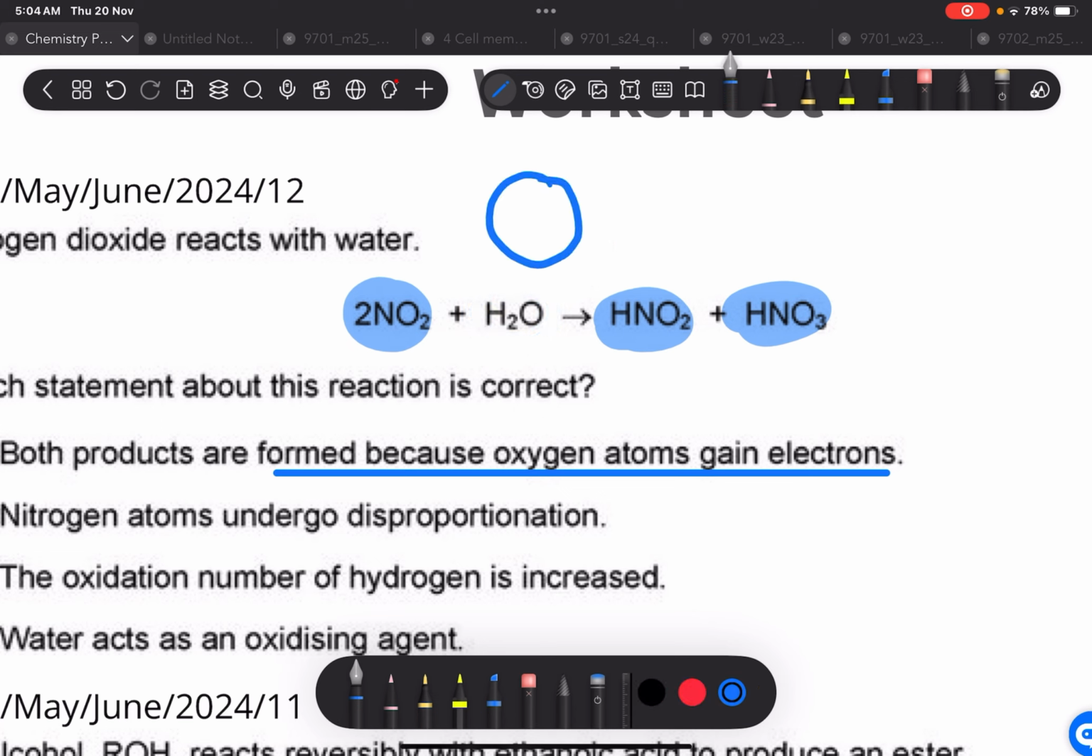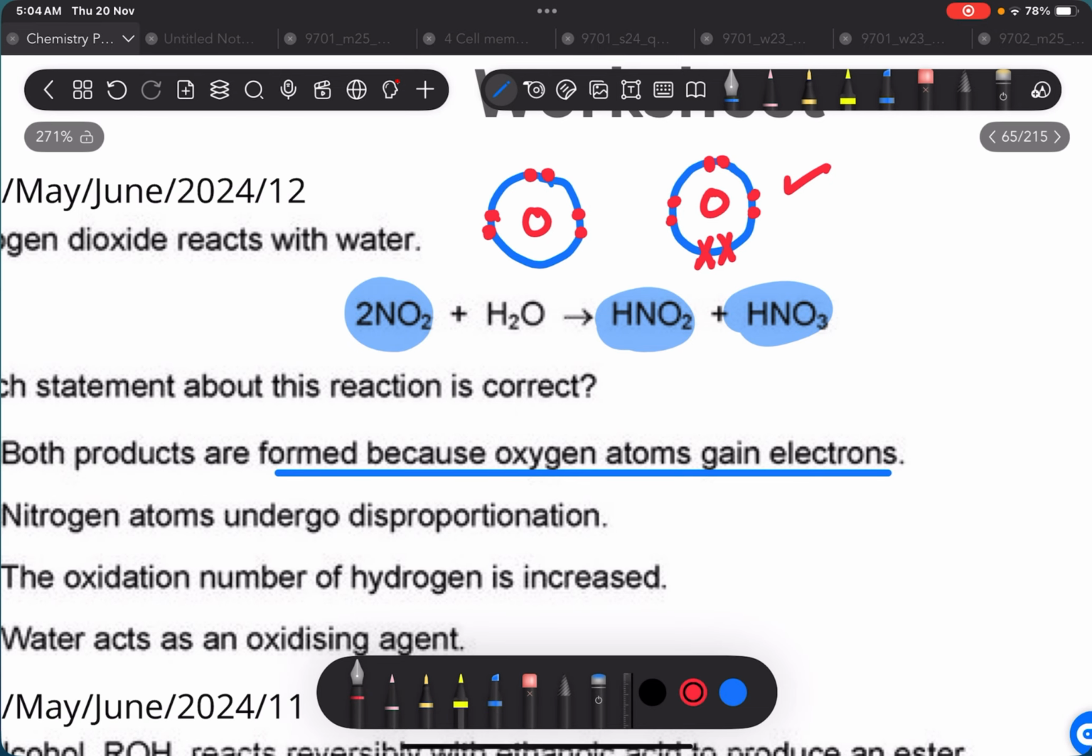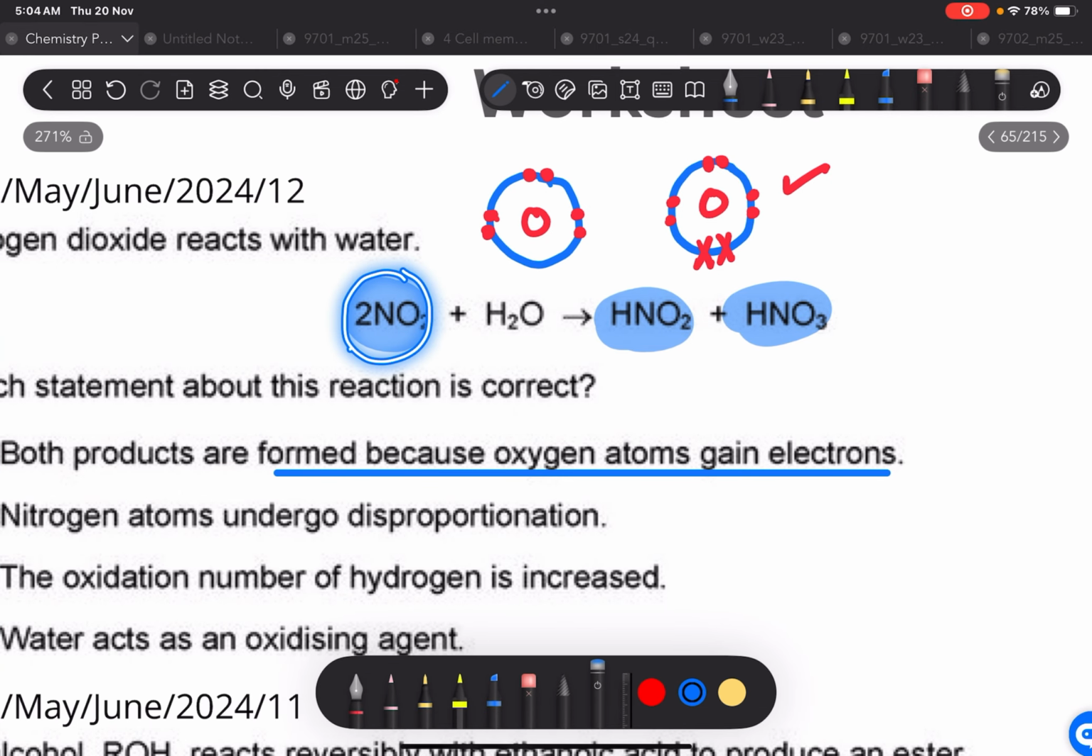Oxygen atom's last shell is going to look something like 1, 2, 3, 4, 5, 6. This is oxygen's atom last shell. Whereas for an oxide ion, the last shell has 6 electrons, 1, 2, 3, 4, 5, 6, and 2 are going to be gained from another atom. So this one's an oxide ion. And what's happening is there are oxide ions in this nitrogen dioxide, there are oxide ions in this water. There are no oxygen atoms that are gaining electrons.